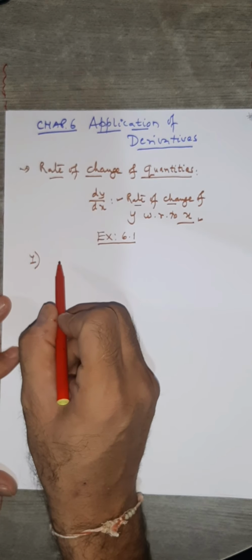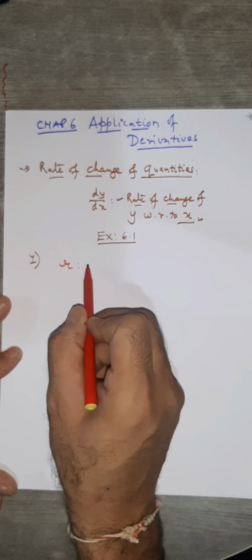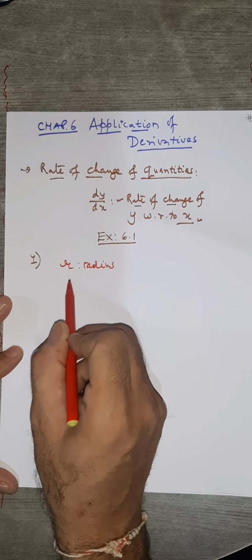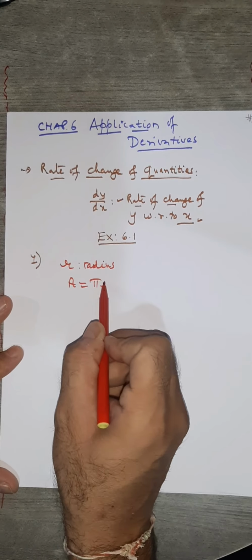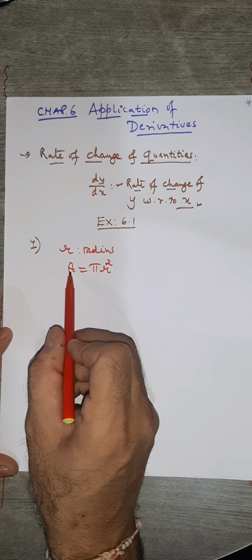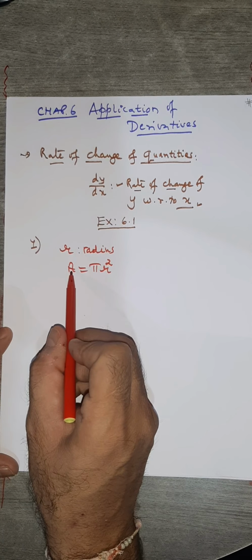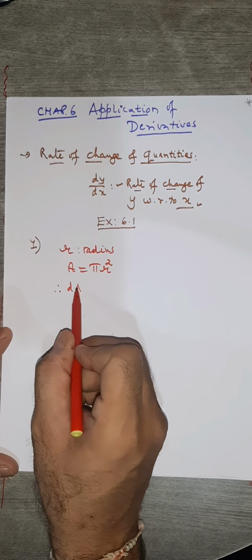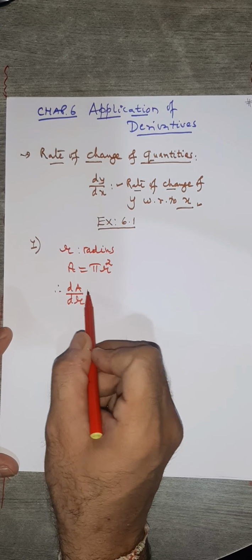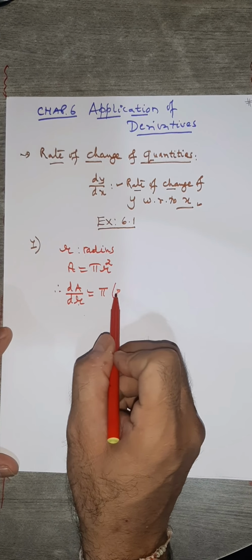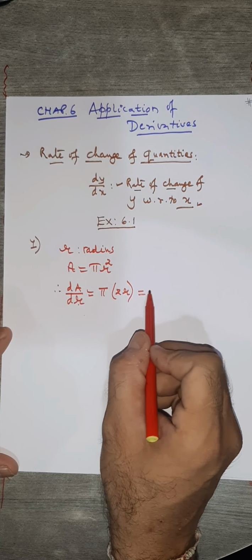So first we need to write the relation between radius and area. If r is the radius, then the area of the circle, you know, is pi r square. Now you want the rate of change of area with respect to its radius. So you want dA by dr. Pi being constant, the derivative of r square with respect to r is 2r. So it is 2 pi r.